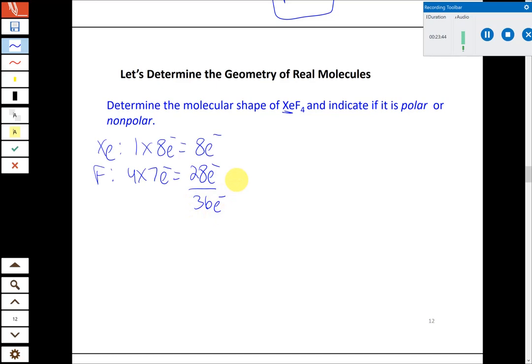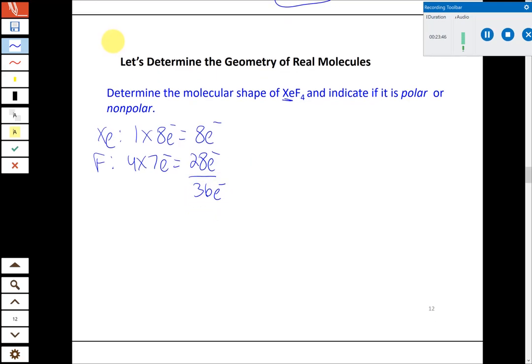So you should be able to get to the Lewis structure by now. That's still covered back in chapter 3 and is on the first test. So to do the Lewis structure for xenon tetrafluoride, we start with single bonds to all the fluorines. We complete their octets. All right, so we have 4 fluorines with complete octets.